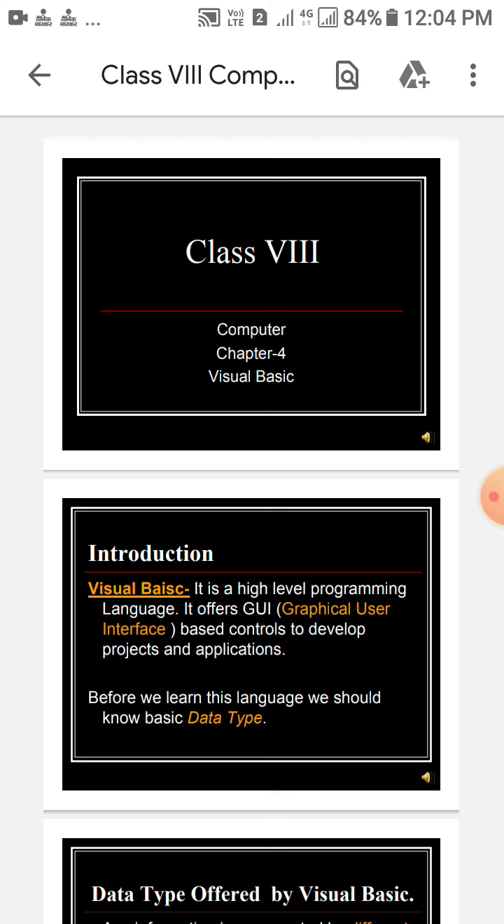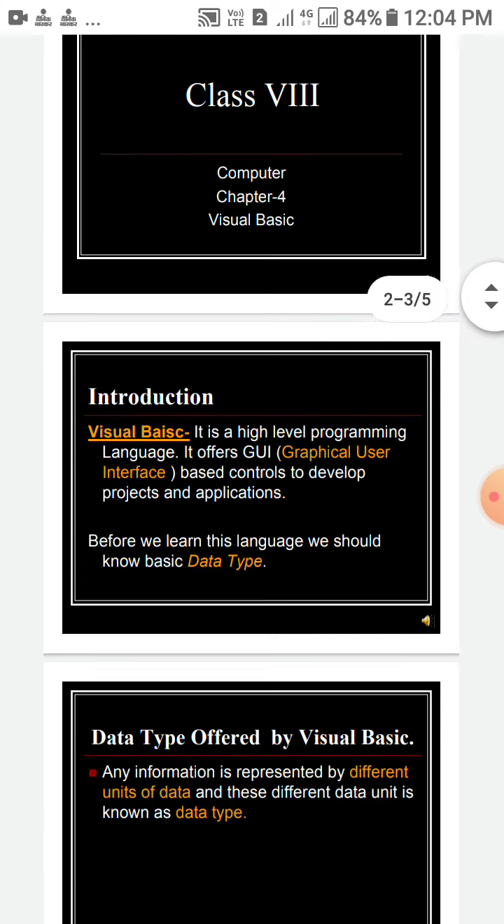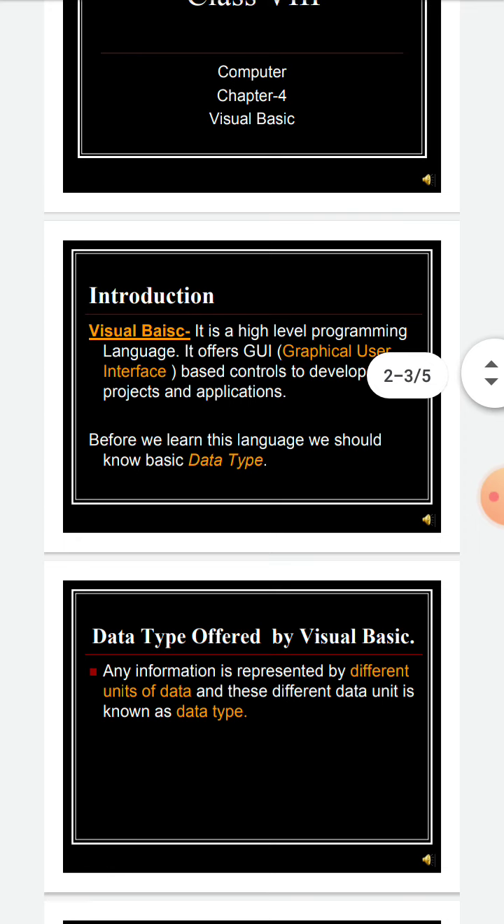In the same way, we are going to learn about programming language. Programming languages are languages written by human beings to write programs to communicate with the computer. So there are many different types of programming language. Here we are going to discuss Visual Basic. So Visual Basic is a high level programming language.